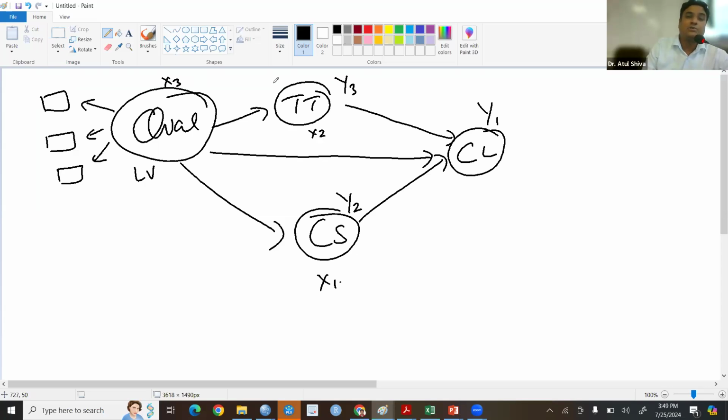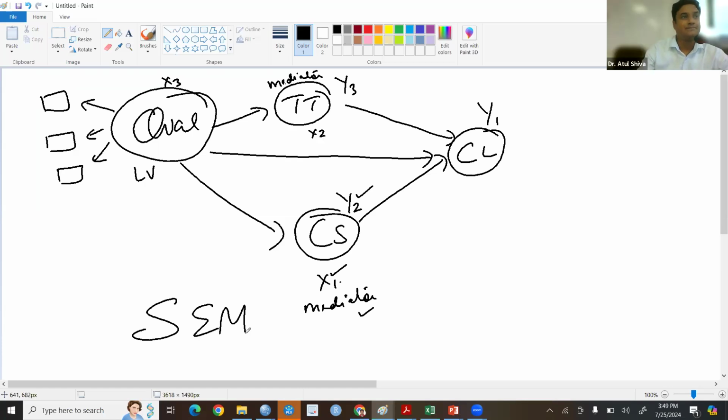Trust is also acting as a mediator. Customer satisfaction is also acting as a mediator. Customer satisfaction is acting as Y2. It is also acting as X1. It is also acting as a mediator. In such a relationship, we are supposed to go for SEM.